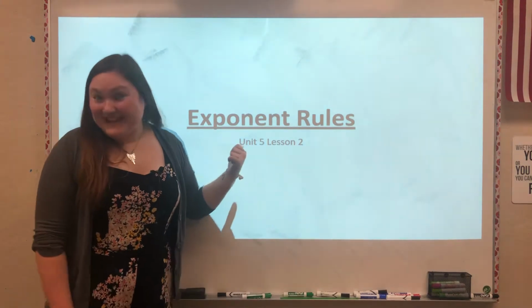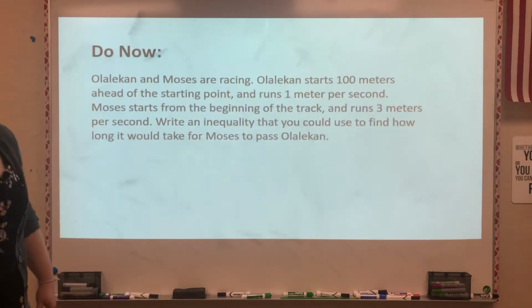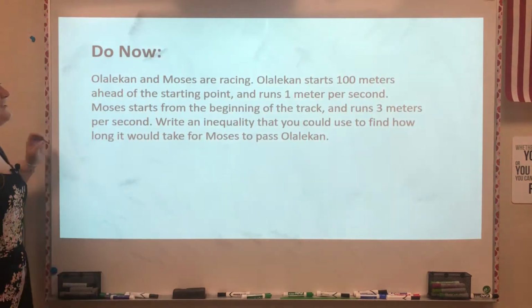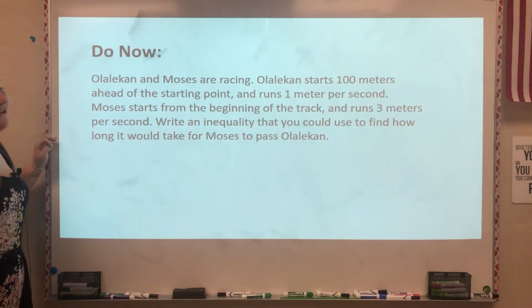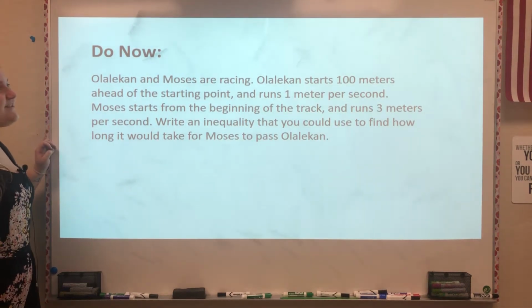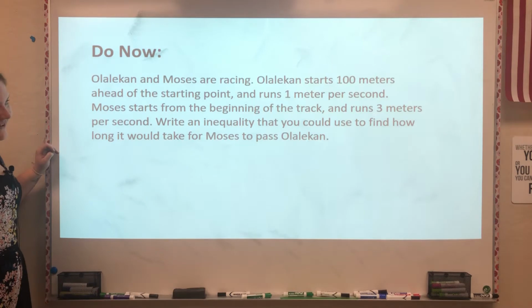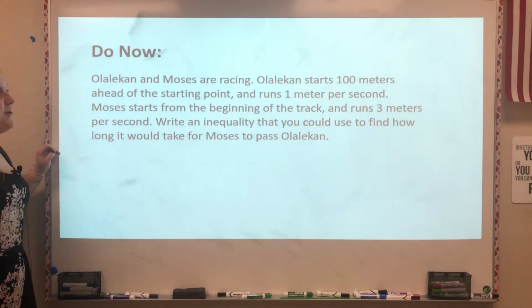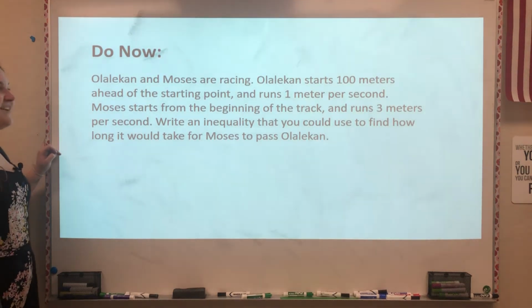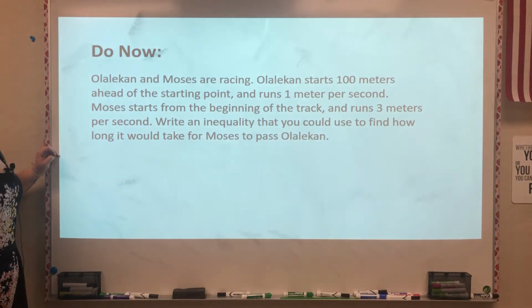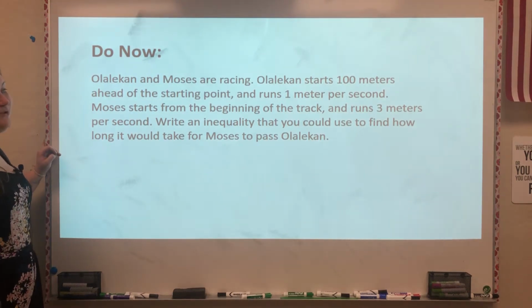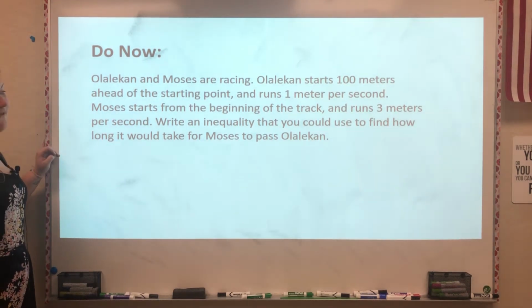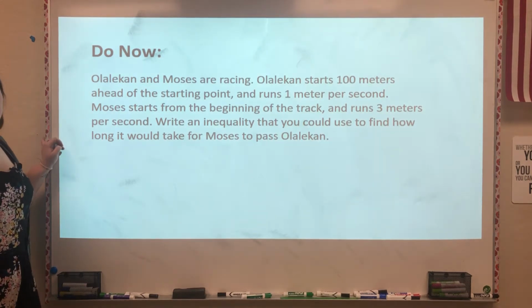Before we get into what that is, I've got our review question for today, which says Olalekan and Moses are racing. Olalekan starts 100 meters ahead of the starting point and runs 1 meter per second. Moses starts from the beginning of the track and runs 3 meters per second. Write an inequality that you could use to find how long it would take for Moses to pass Olalekan. Go ahead and try that now.